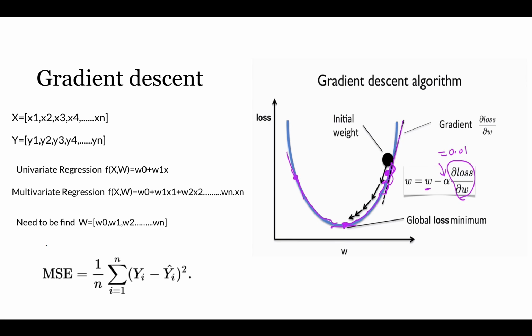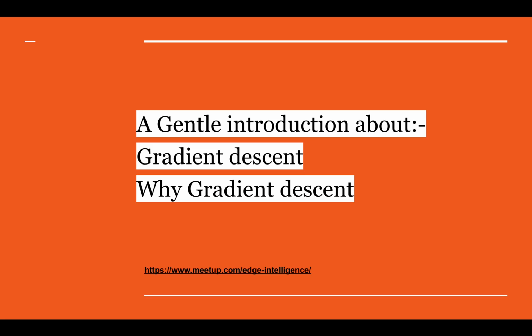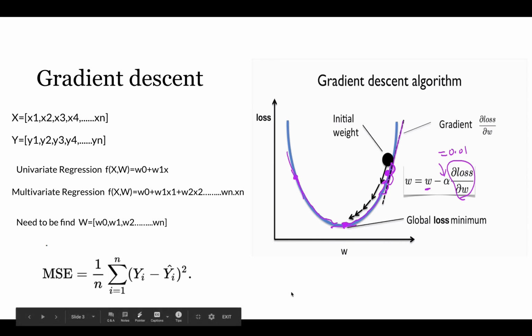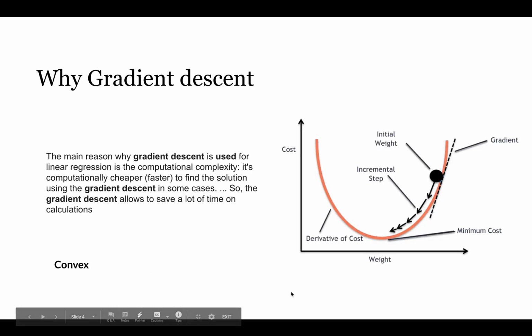Another topic we are going to discuss is why gradient descent is used for linear regression. There is a function here, and there is a lot of computational complexity. The main reason gradient descent is used for linear regression is the computational complexity. It is much cheaper, we can say faster, to find the solution using gradient descent in some cases. Gradient descent saves a lot of time on the calculation.